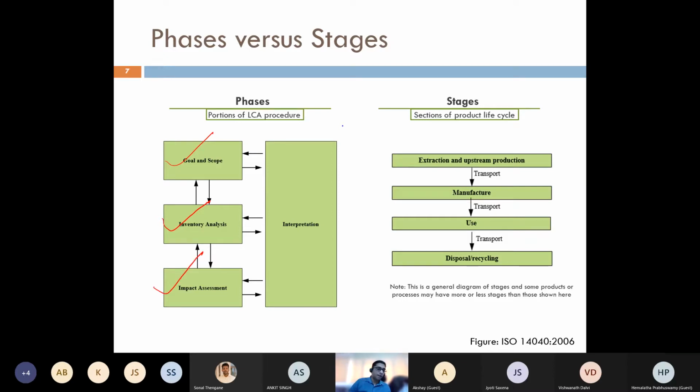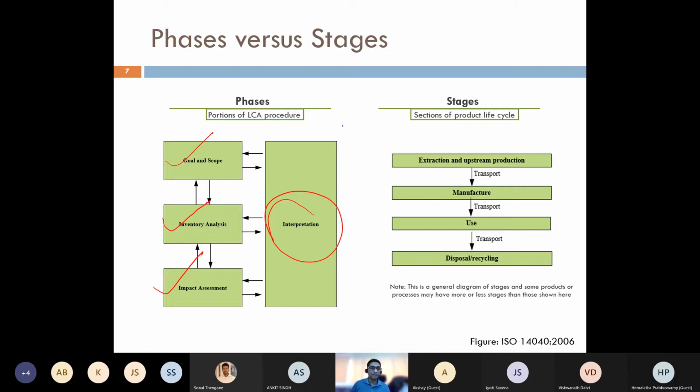Third thing, you quantify all these inventories into impact assessment. Now I have all these inputs and outputs going at this particular product stage. And if I normalize it throughout the product cycle, this is what my emissions are going to look like. And finally, the interpretation. How do I interpret those results?